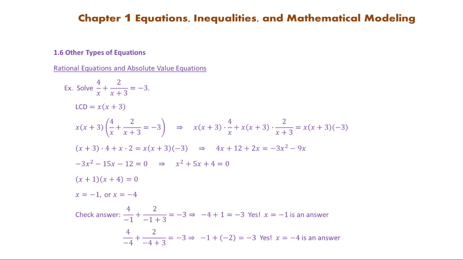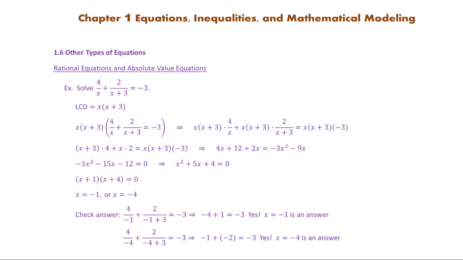One of the easiest ways to solve this kind of equation is to find the least common denominator to start. So two denominators, x and x plus 3. The least common denominator is just x times (x plus 3), since there's no common factor between x and x plus 3. So in this case, you just multiply them to get the least common denominator. And then the next thing is to multiply the least common denominator, x times (x plus 3), on both sides of the equation. So on the left, you distribute x times (x plus 3) to both 4 over x and 2 over (x plus 3). On the right side, you just get negative 3 times x times (x plus 3).